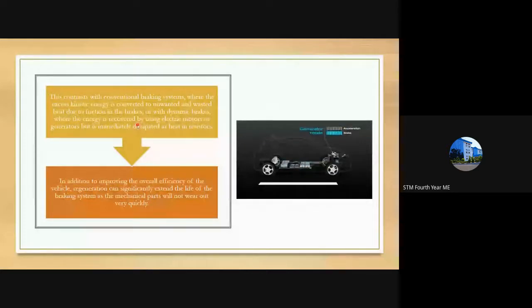Next, another point is shown here. In conventional braking, excess kinetic energy is converted to unwanted and wasted heat due to friction in brakes, but with regenerative or dynamic braking, energy is recovered by using electric motors as generators. So the electric motor acts as a generator, providing power to the battery. This improves the overall efficiency of the vehicle and it can extend the life of the braking system.